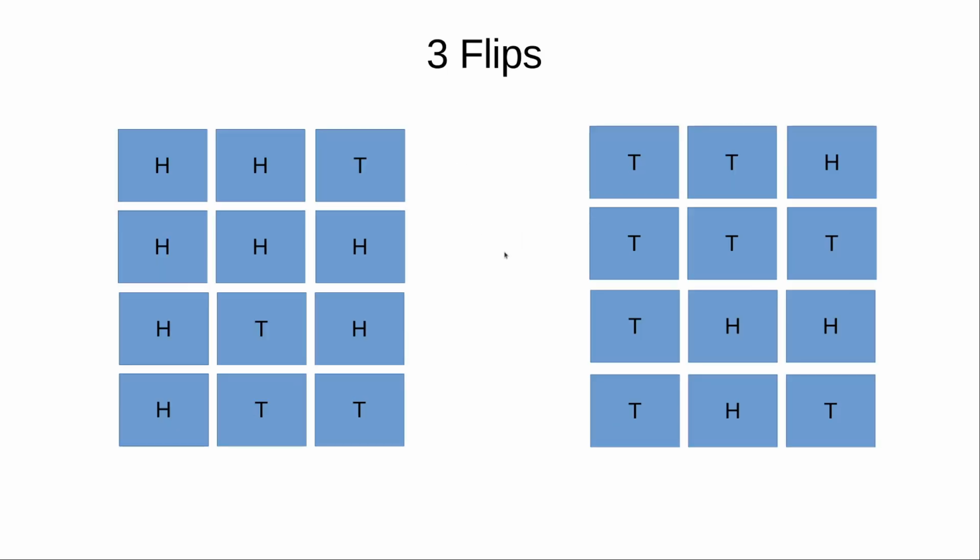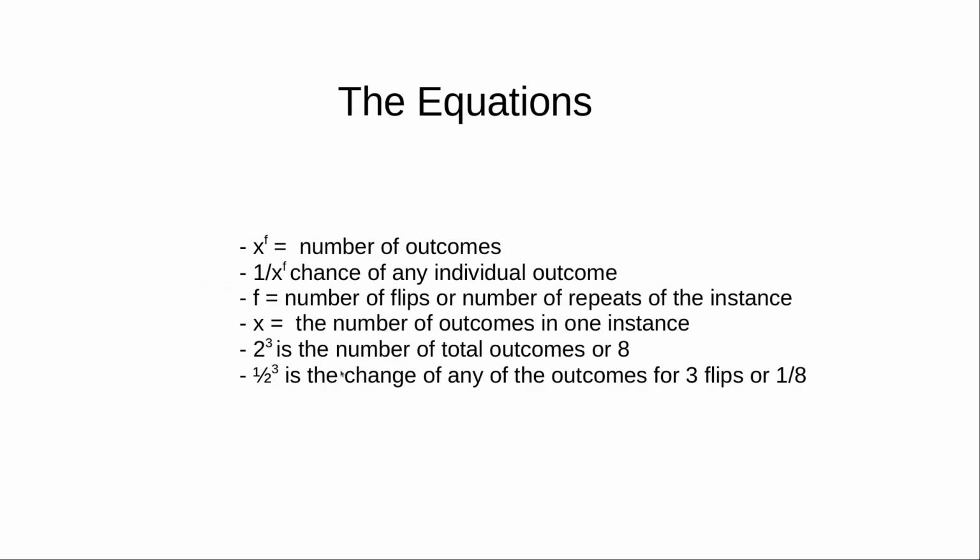For 3 flips, by writing it out, you find heads, heads, heads, heads, heads, tails, tails, tails, tails, etc., and you find that you have a total of 1, 2, 3, 4, 5, 6, 7, 8 outcomes. And the math for that is 2 to the third this time, not 3 squared. It's easy to get those mixed up. It's 2 to the third, because the x is still 2.